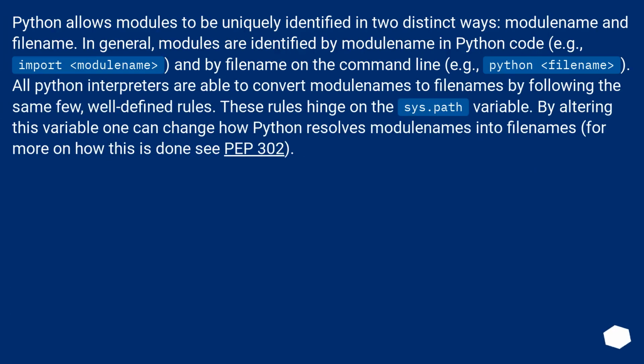Python allows modules to be uniquely identified in two distinct ways, module name and file name. In general, modules are identified by module name in Python code, for example, import <module name>, and by file name on the command line, for example, python <file name>. All Python interpreters are able to convert module names to file names by following the same few, well-defined rules. These rules hinge on the sys.path variable. By altering this variable, one can change how Python resolves module names into file names. For more on how this is done, see PEP 302.